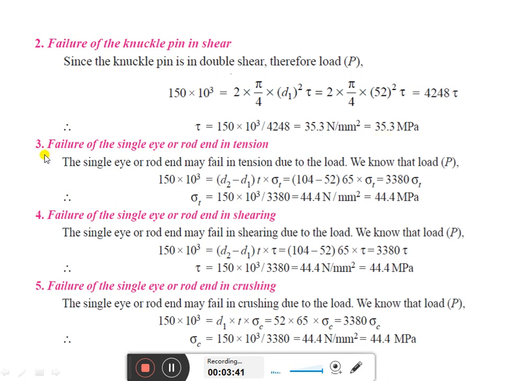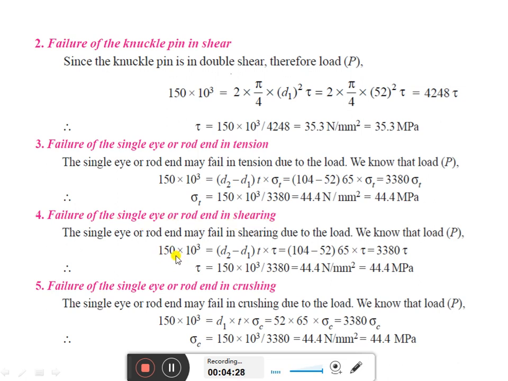Then step 3, failure of a single eye or rod end in tension. P is equal to D2 minus D1 into T into sigma T. Substitute the values of D2, D1, T, and P, and find the value of sigma T, which is equal to 44.4 megapascal. These values should be less than the given permissible shear stress, permissible tensile stress, and permissible compressive stress.